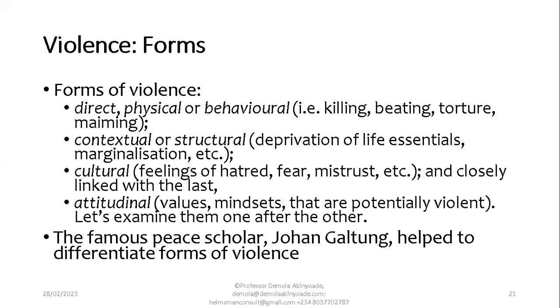So I was talking about forms of violence, and I said that we have four basic types: direct violence, which is also referred to as physical or behavioral violence, contextual, structural, or systemic violence, and also cultural and attitudinal violence. Now, direct violence. Examples include killing, beating, maiming. Contextual or systemic violence. Examples are deprivation of life essentials, marginalization, and so on. And we also have cultural violence. Let's look at them one after the other.